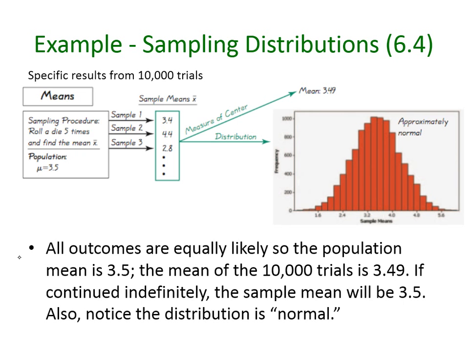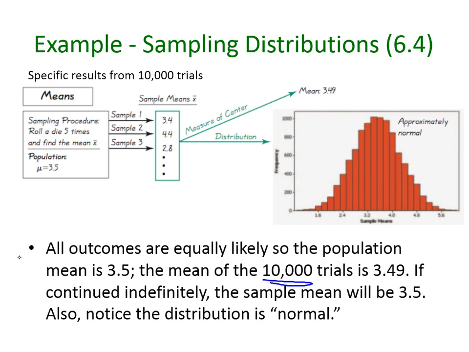So this is what we had. The first time I rolled it 5 times, my mean of those 5 rolls was 3.4. Next time I got a mean of 4.4, and then a mean of 2.8. And I continued doing this. The mean of these 10,000 trials. So I'm going to do this 10,000 times.